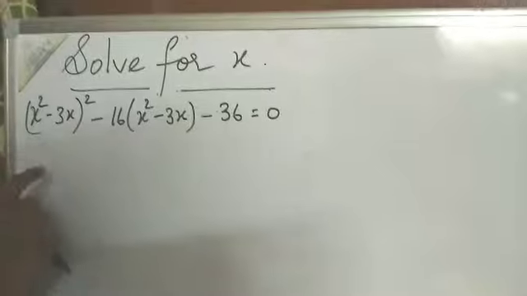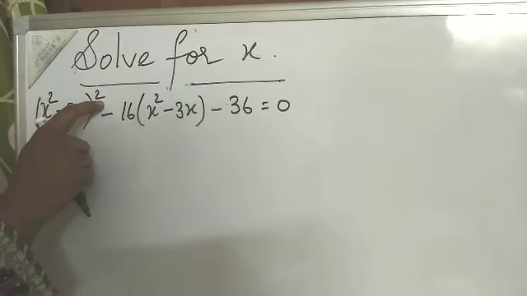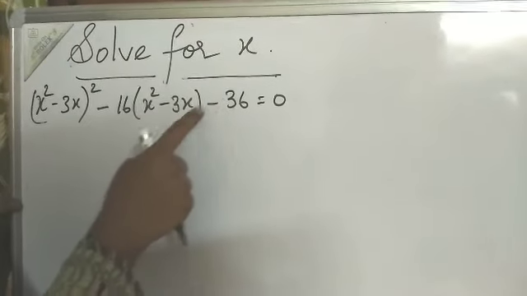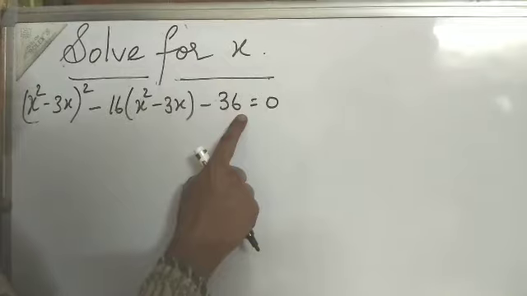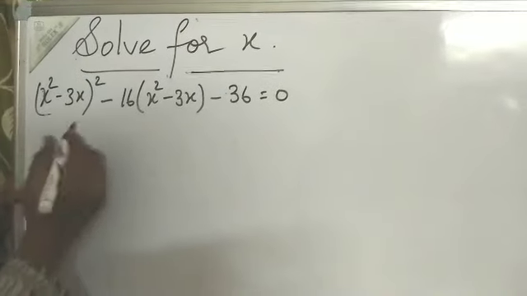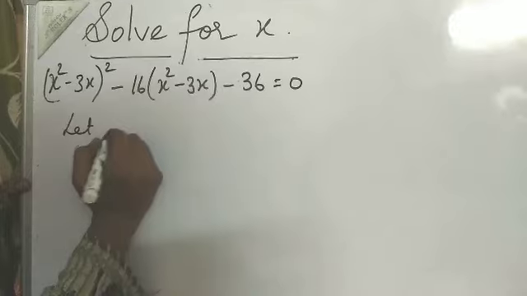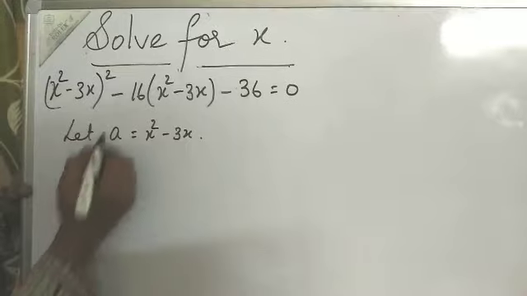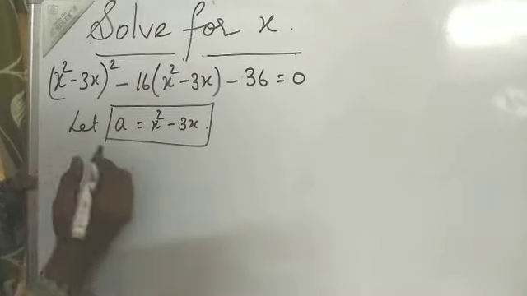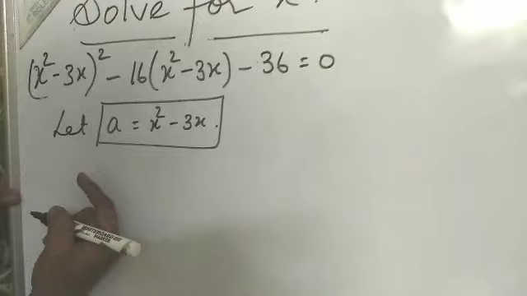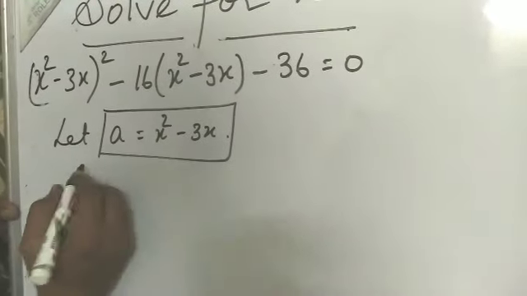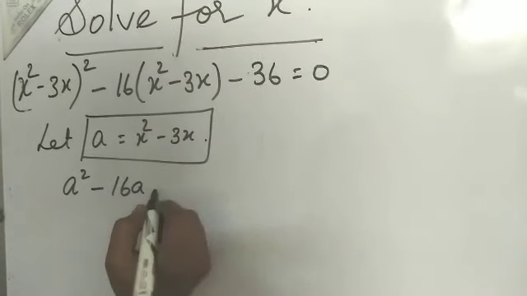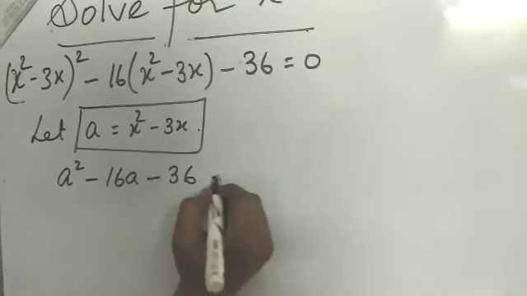Solve for x. (x squared minus 3x) whole squared minus 16 into (x squared minus 3x) minus 36 is equal to 0. So, let us take, let a is equal to x squared minus 3x. So, the equation will become a squared minus 16a minus 36 is equal to 0.